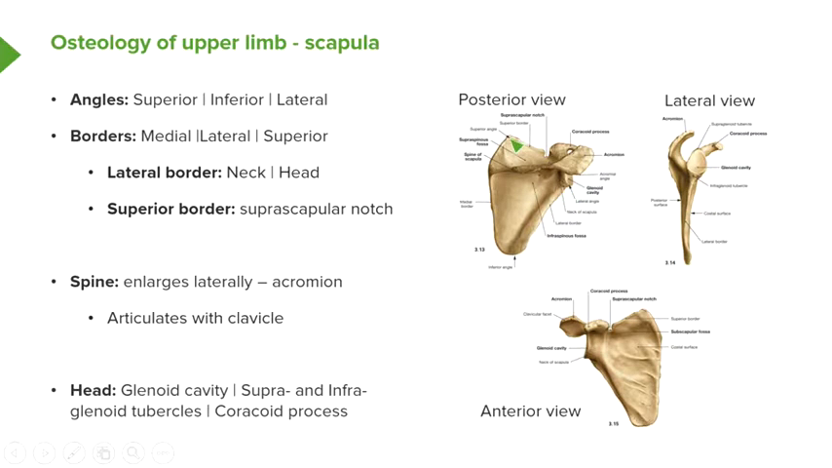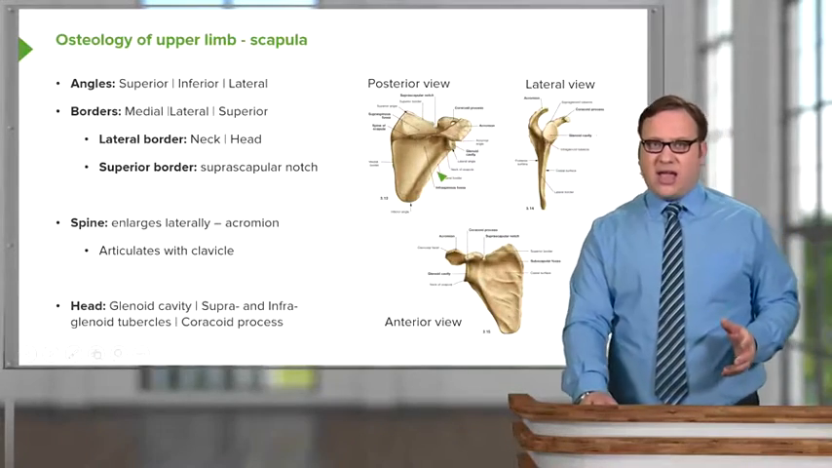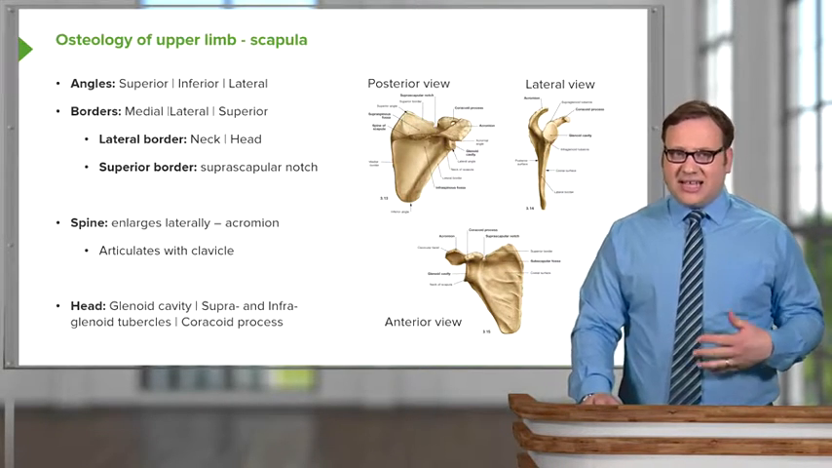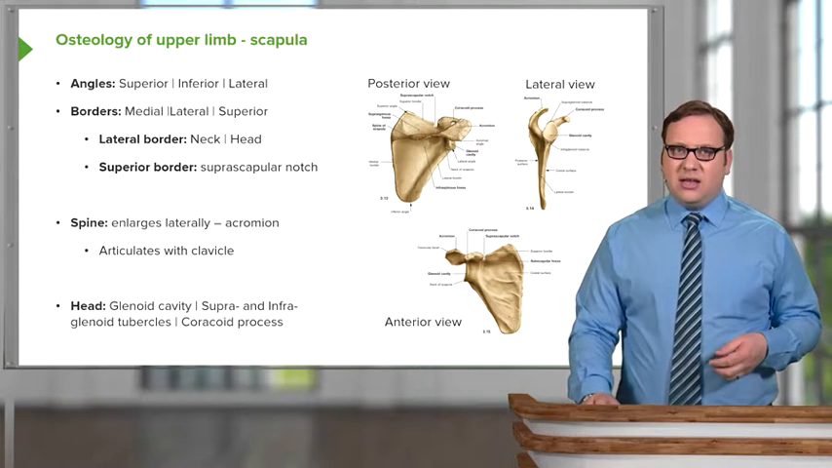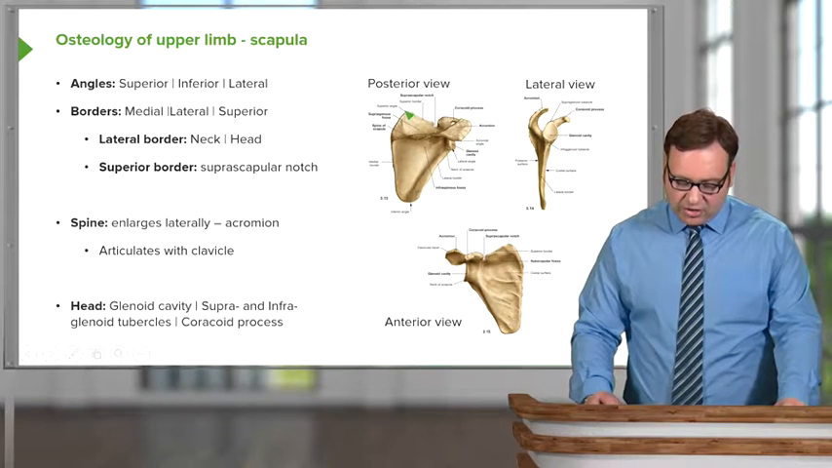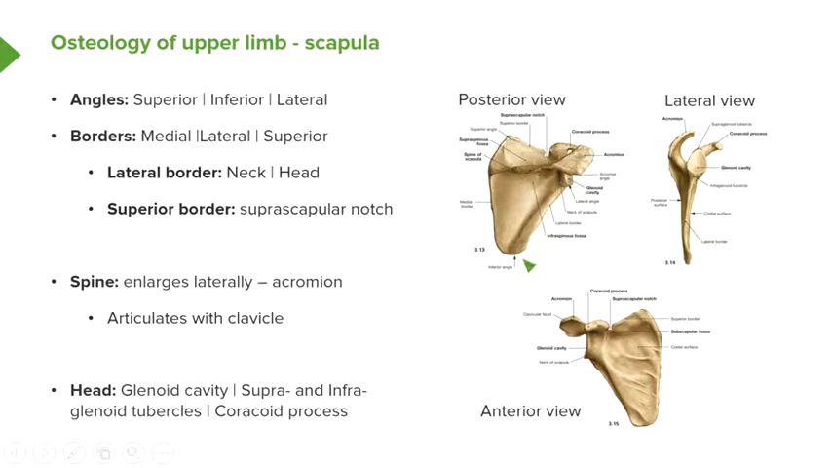The superior angle is connected to the lateral angle by way of this superior border, and the lateral angle is connected to the inferior angle by way of this lateral border. So on the scapula, we have these 3 angles, superior, inferior, and lateral, and these are connected via medial, lateral, and superior borders. We can see these on the screen: superior angle, inferior angle, lateral angle; medial border, lateral border, superior border.